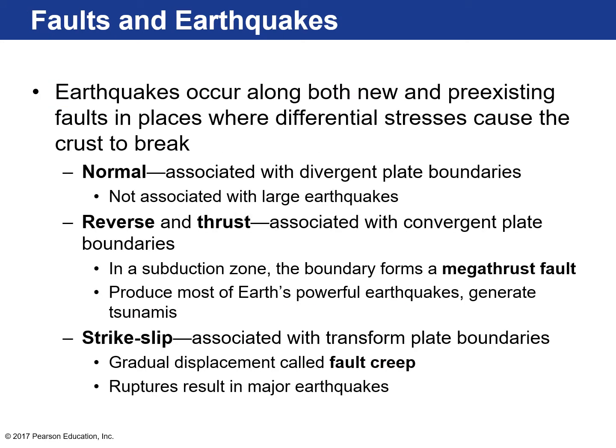So earthquakes typically occur along pre-existing faults. They can create new faults in certain areas. That differential stress causes the crust to break into discrete blocks, and then they start to move. We've talked about the different types of faults before, but here they are. The normal fault is associated with tensional stress, typically at divergent plate boundaries. These usually aren't very large earthquakes. Anywhere we have divergent plate boundaries in the mid-ocean ridge, there's constant movement, but the earthquakes generally are not very intense.